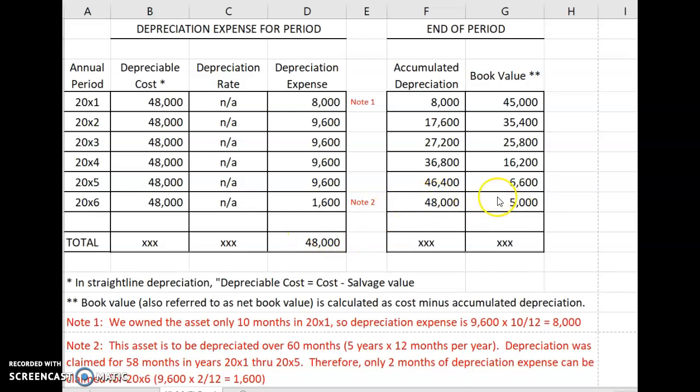That's very important to note. You can never claim more depreciation expense than the depreciable cost, cost minus salvage value. That means the accumulated depreciation at the end of the asset's life should equal cost minus salvage value, and the book value should be the salvage value. In other words, you never depreciate the salvage value.